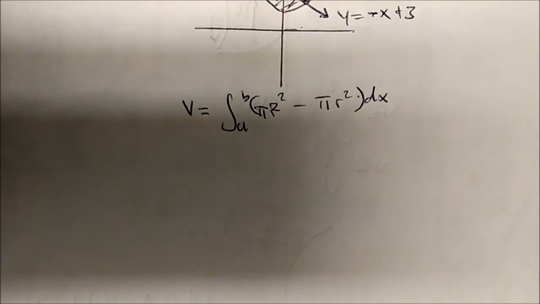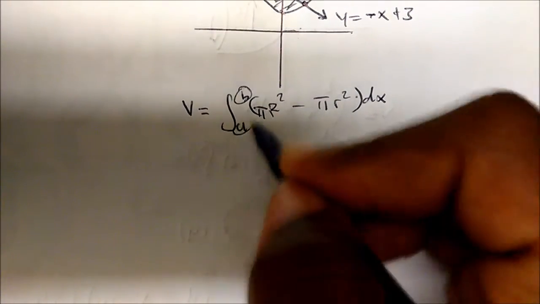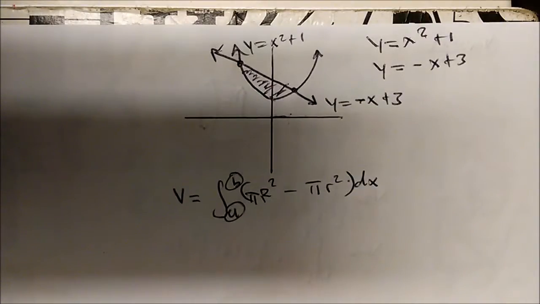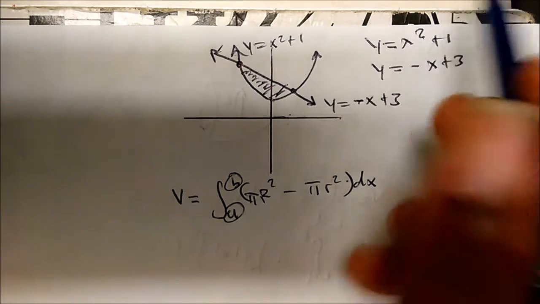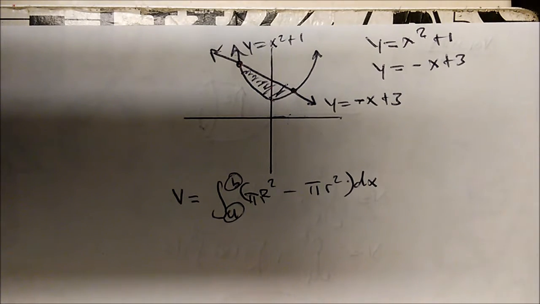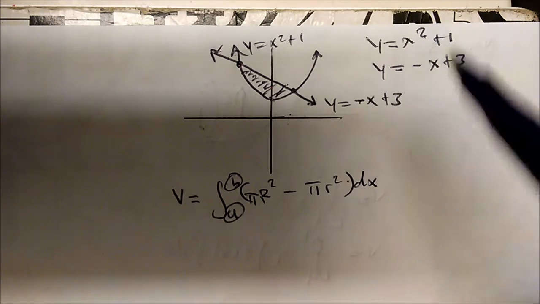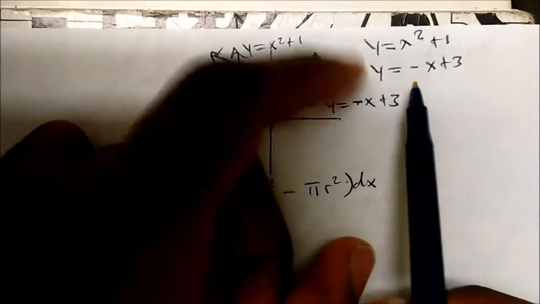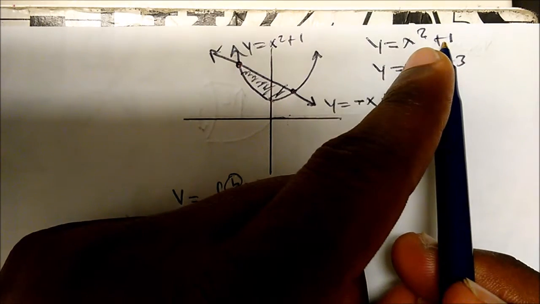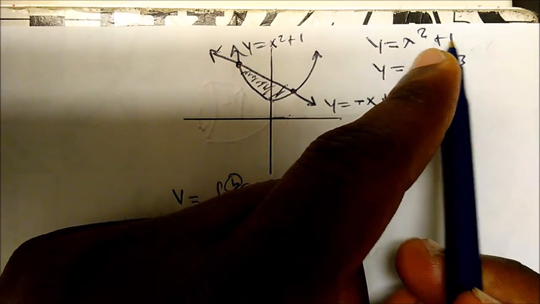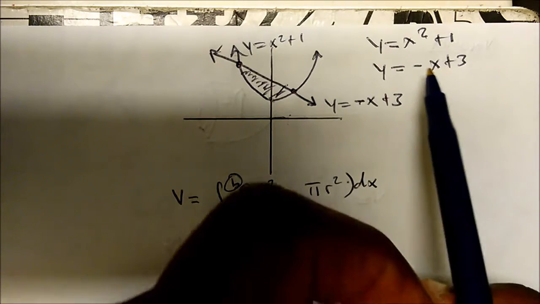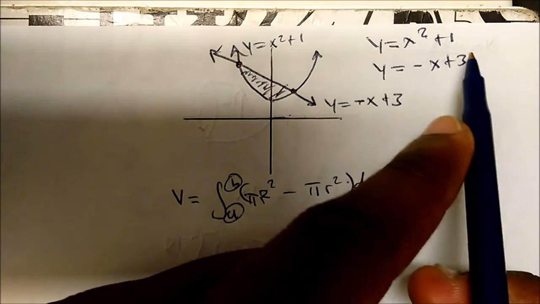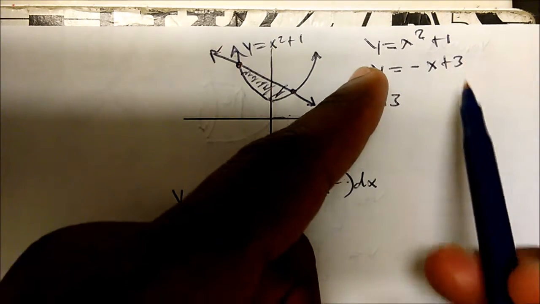Now the big question here is, what are my limits of integration? Well, to get these, you simply set the functions equal to each other. Now the functions have to be in a form where you both have y is equal to something before you could set them equal to each other, right? Or vice versa, you both have x is equal to something before you set them equal to each other.